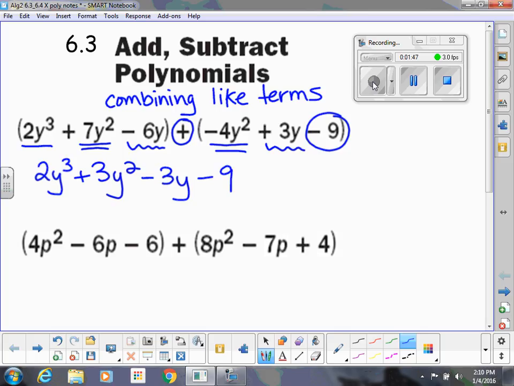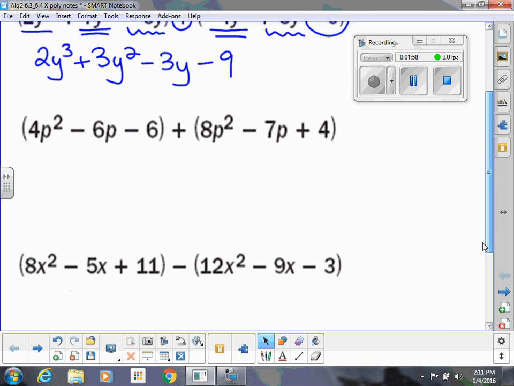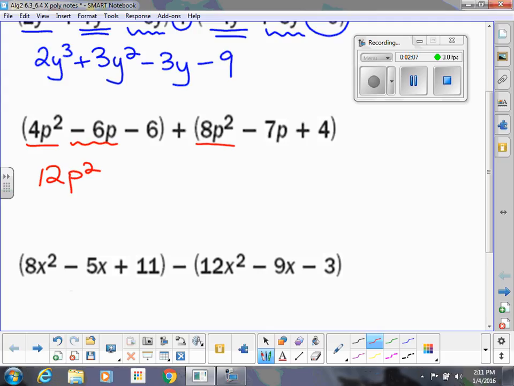So notice that this polynomial is in standard form. The highest exponent comes first, and then all the exponents are positive. All right, so doing another one. So same idea. p squared and p squared, those combine to be 12p squared. Negative 6p plus negative 7p combine to be negative 13p. Negative 6 is a constant that combines with this constant over here, so that's negative 6 plus 4 is negative 2.